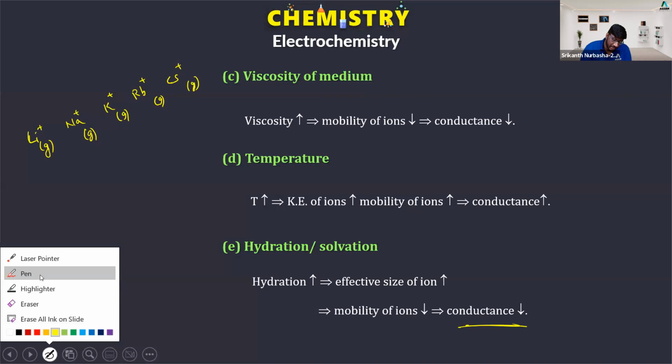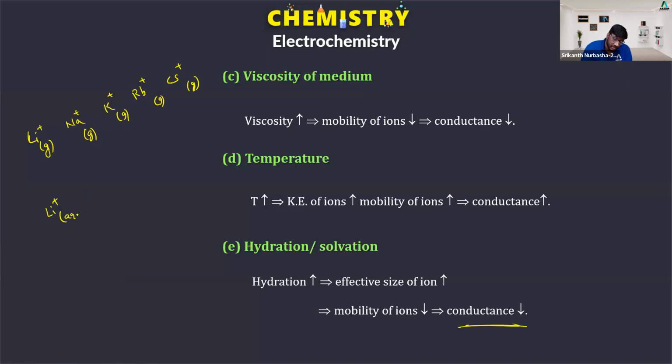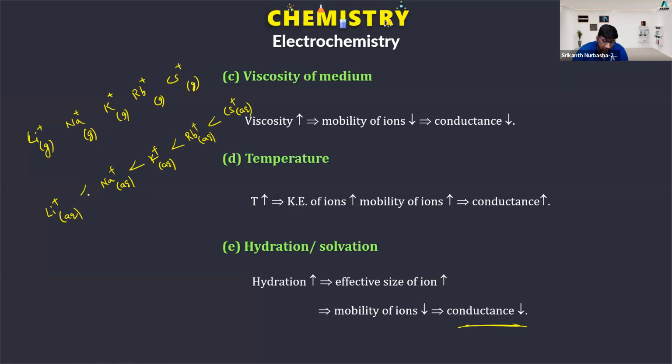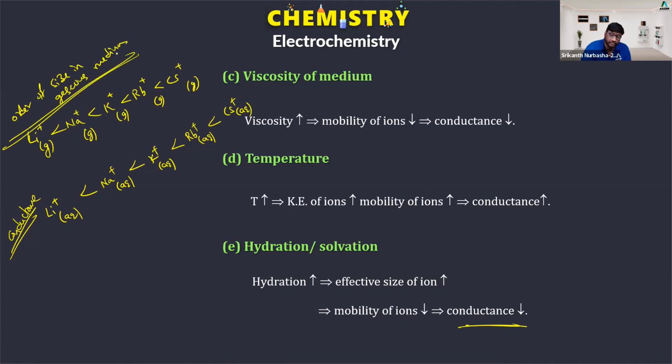In the aqueous solution, they have hydration. Li plus aqueous, Na plus aqueous, K plus aqueous, Rb plus aqueous, Cs plus aqueous. Which can be easily moving? Cs plus would be easily moving. This is the order of conductance, because this is the order of size in aqueous medium. In gaseous medium the size order is different. In aqueous medium, Li plus, because of higher charge density, has the largest aqueous size, then Na plus aqueous, then K plus aqueous, then Rb plus aqueous, and then Cs plus.